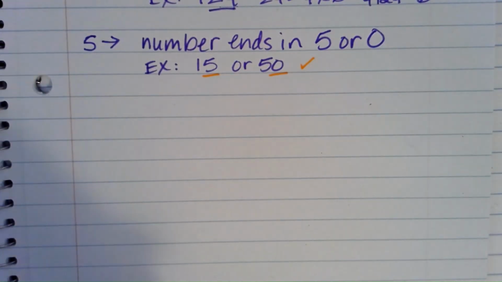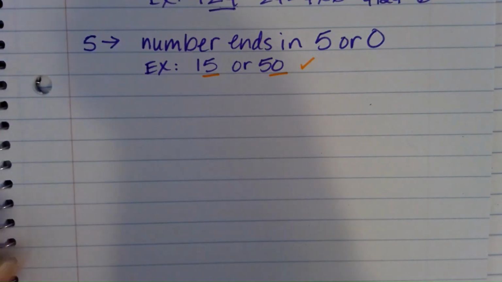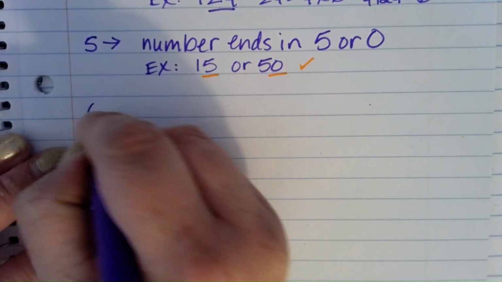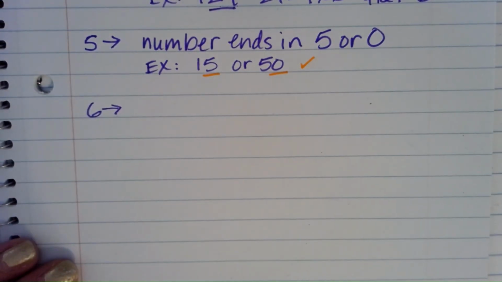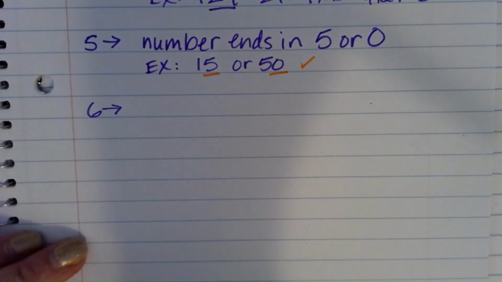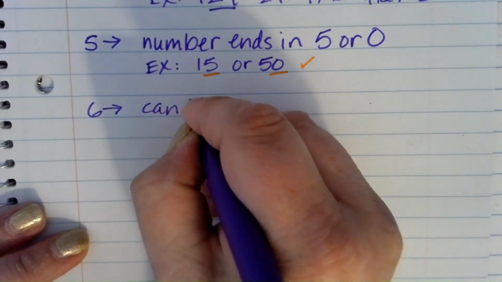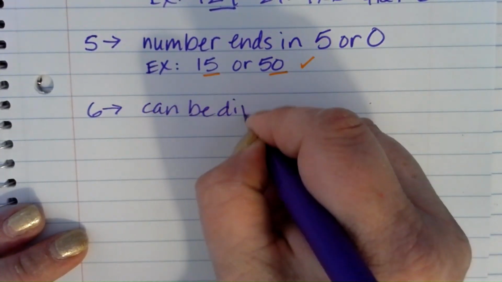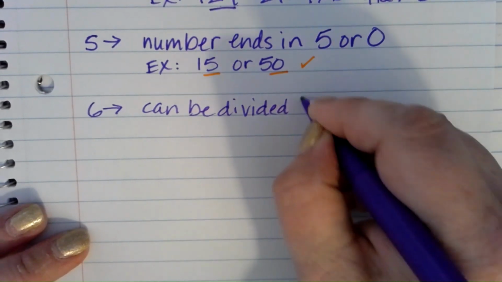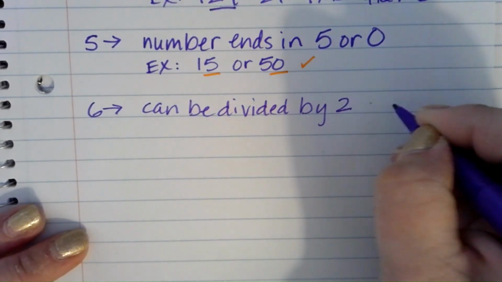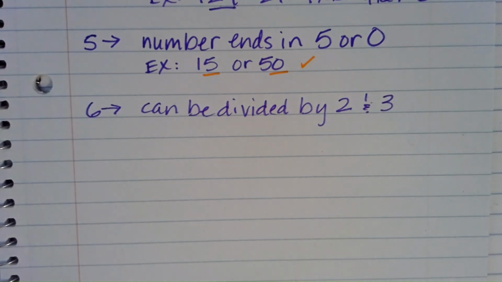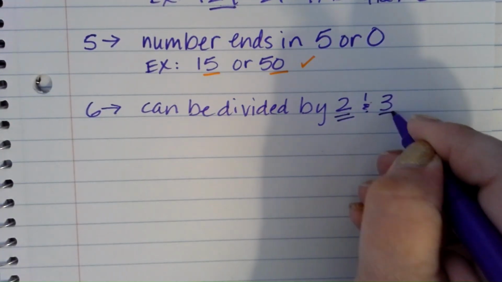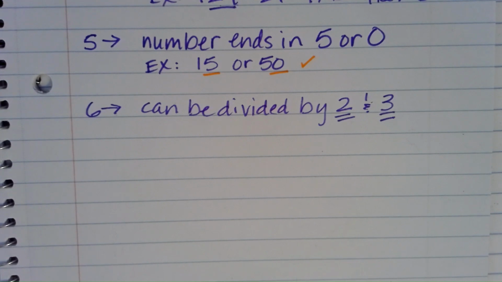All right, so that is the 5s. Now for 6s. The 6s are pretty simple, okay? If that number can be divided by 2 and 3, it works, but it has to follow both rules.